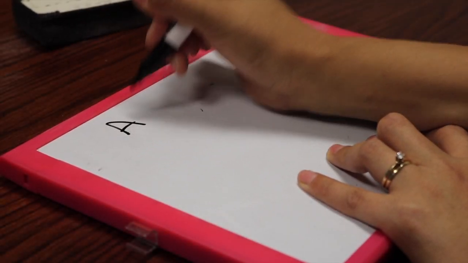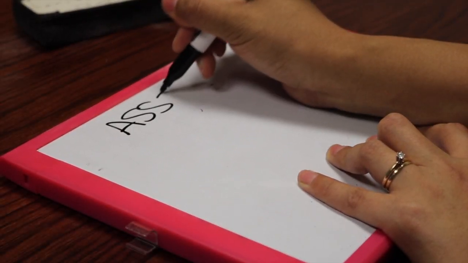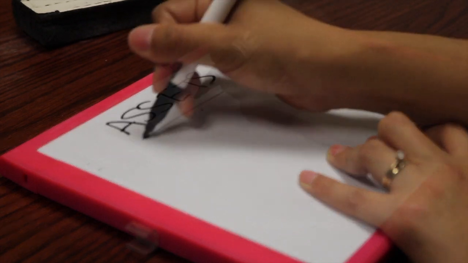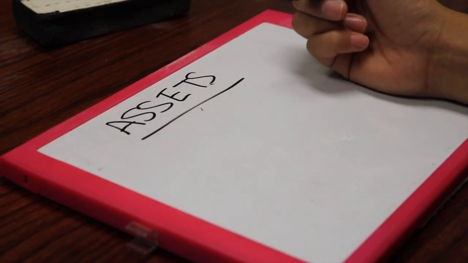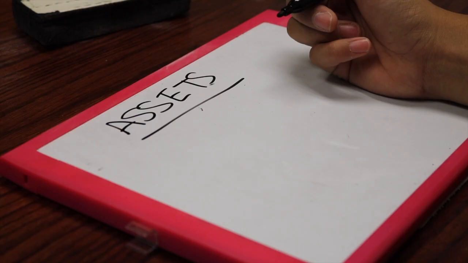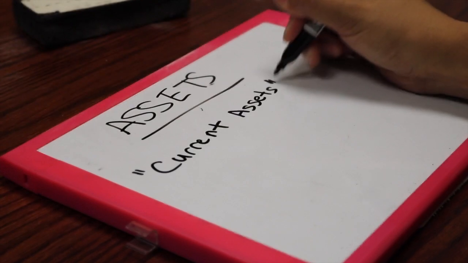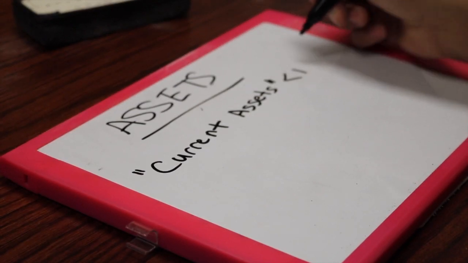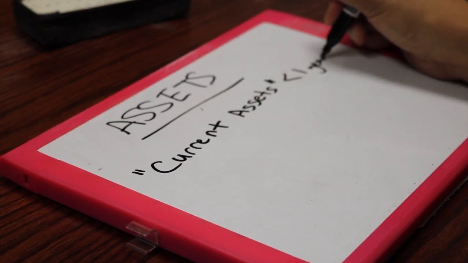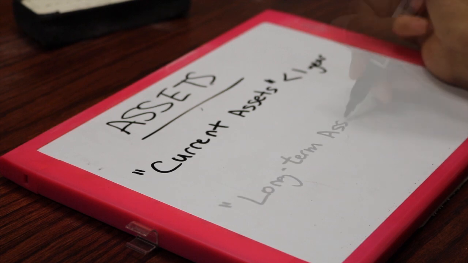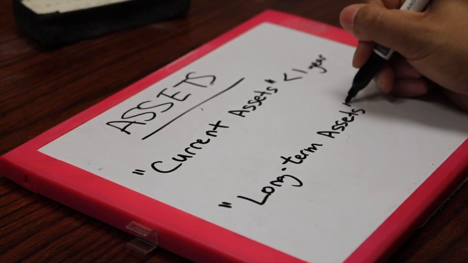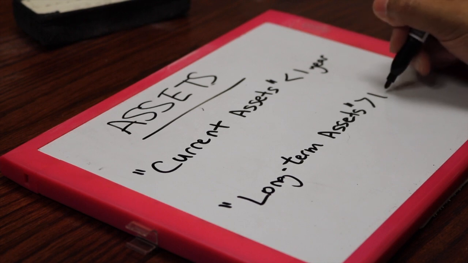Assets are typically recorded at their book value, which usually corresponds to the original cost paid by the company, and listed from the most liquid to the least liquid. Liquidity is a measure of ability to turn the asset into cash as quickly as possible without losing value. And assets are usually categorized into current assets, which can be reasonably expected to be liquidated within a year, and long-term assets, which have a longer life.